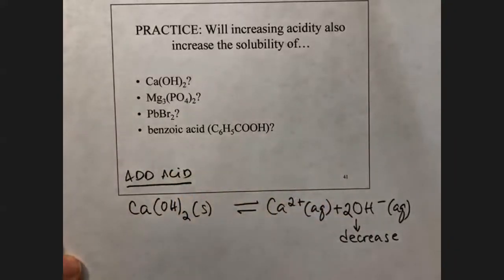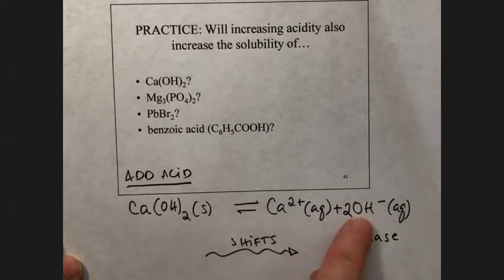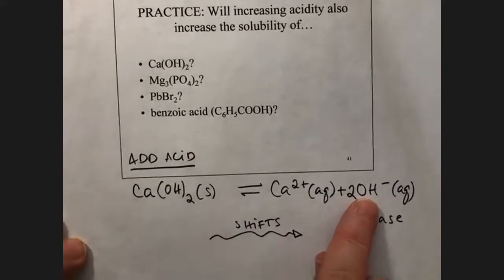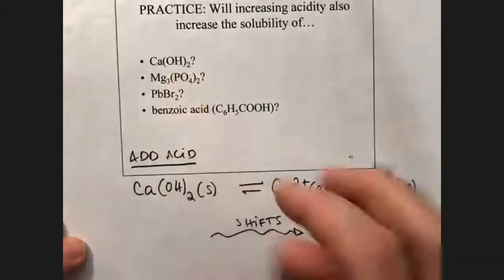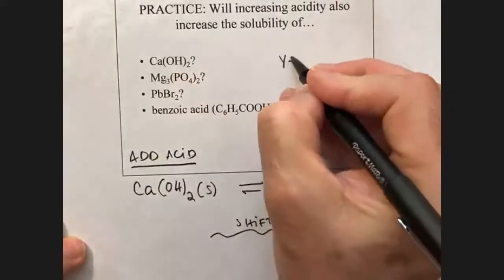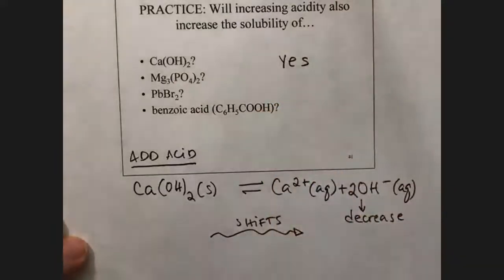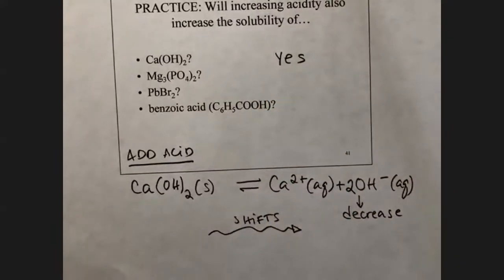So that means, according to the Le Chatelier principle, what's going to happen? If this is decreasing, equilibrium shifts to the right, right? In other words, towards the dissolved form. And that means that for calcium hydroxide, yes, increasing acidity is going to increase the solubility.